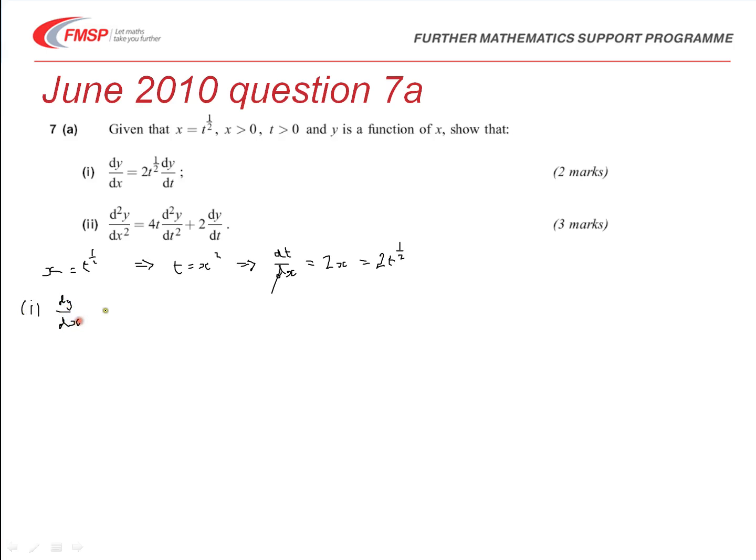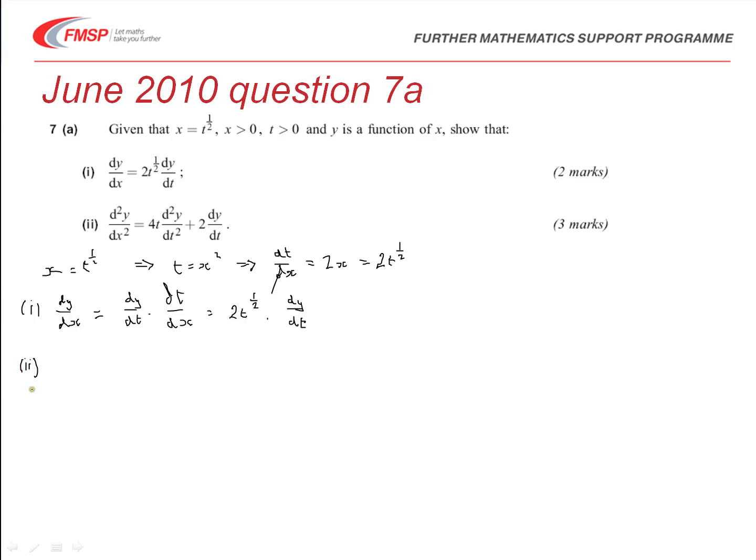and using the chain rule we can split that up into dy by dt times dt by dx, and of course dt by dx we've just found as 2t to the half, so substituting that in gives us the result of 2t to the half times dy by dt. So that's the first part successfully completed.